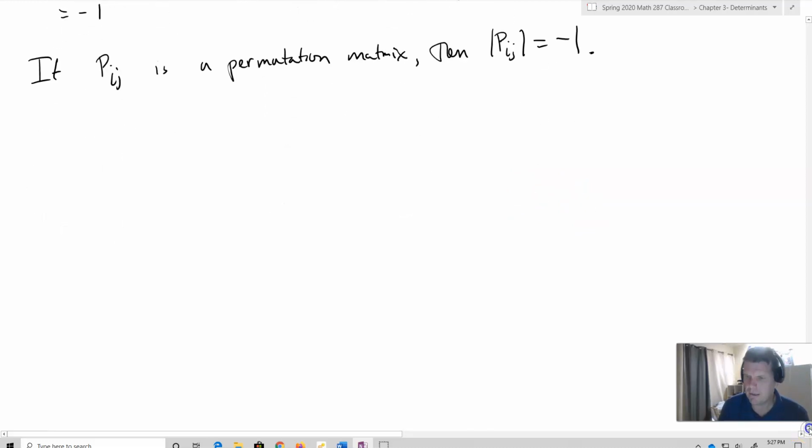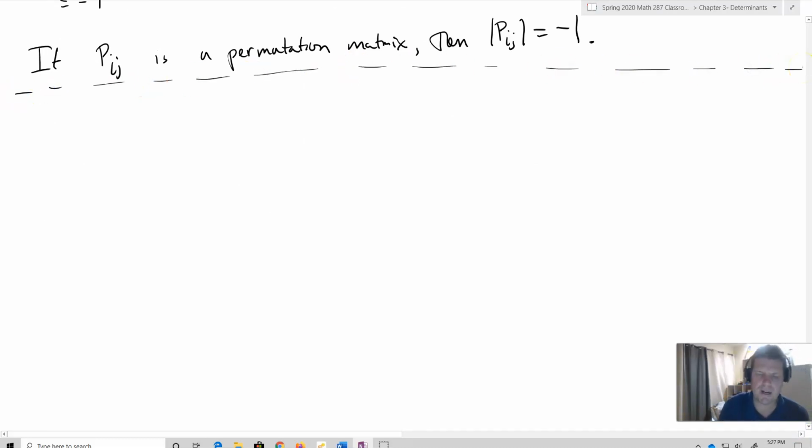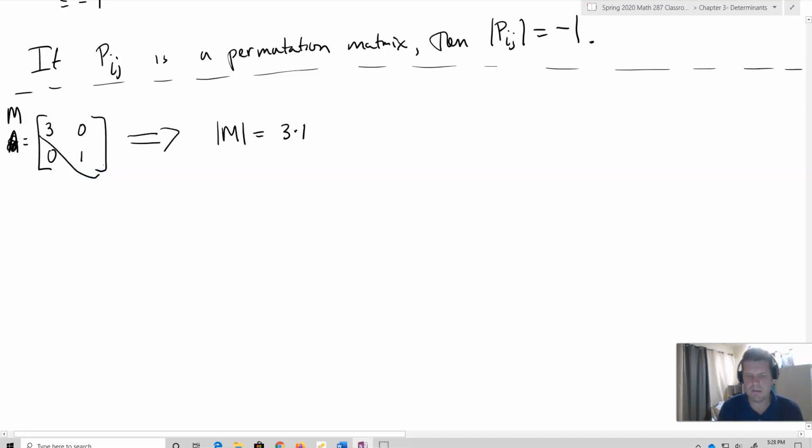Handy. Next step: we've got permutations, so let's talk about multiplication. A multiplication matrix looks something like this. Here's an example. We'll let A equal a multiplication matrix, or why don't we call it M. Let's say it's 3, 0, 0, 1. That's going to multiply the first row in a 2x2 by 3. The determinant of M is just going to equal 3 times 1, and that's because M is lower triangular.